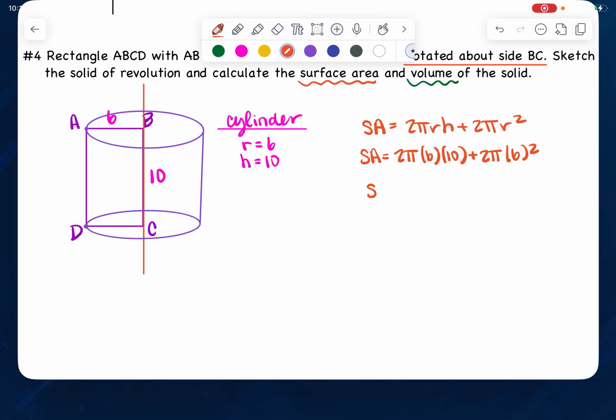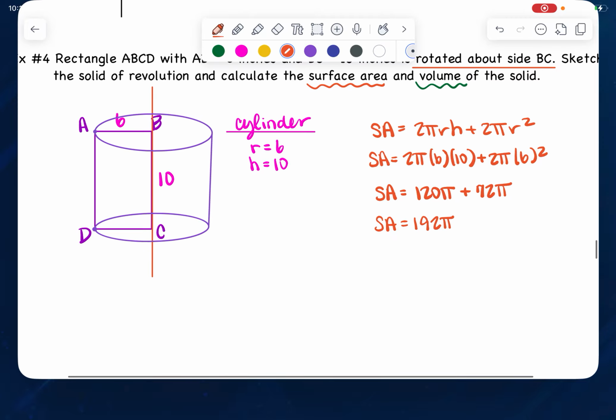All right, and then let's see, that's going to give us 120 pi for that first term, and then 36 times 2, so we'll get 72 pi for our second term, and it looks like that gives me 192 pi. And our units were inches, so square inches.